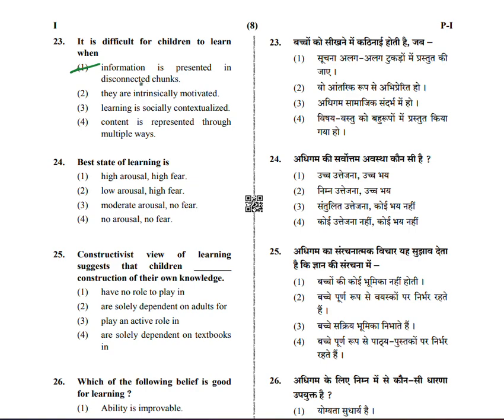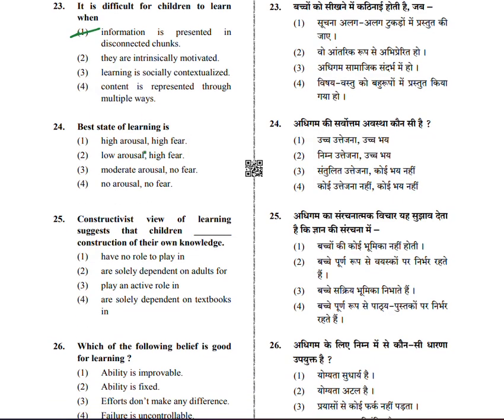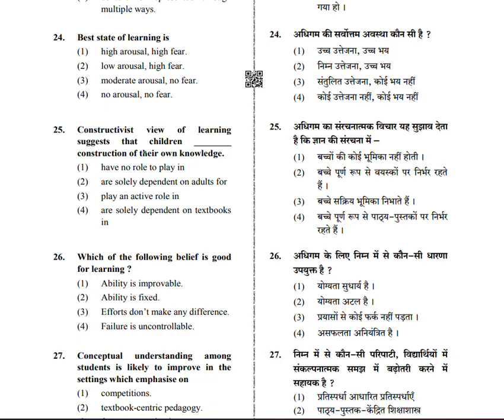So disconnected chunks hinder the ability to build meaningful connections and context, which is essential for effective knowledge construction. So the first option is the right one. Next one: best state of learning is high arousal high fear, low arousal high fear, moderate arousal no fear, or no arousal no fear. So the best state of learning is moderate arousal and no fear.